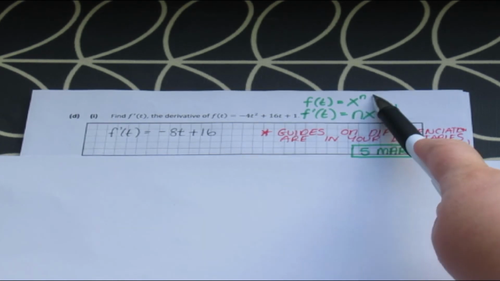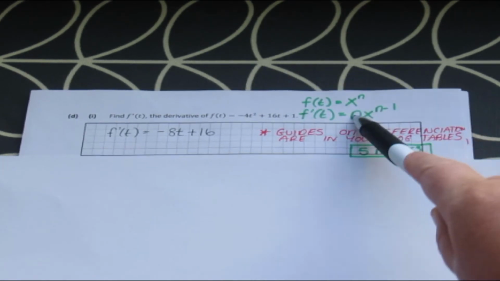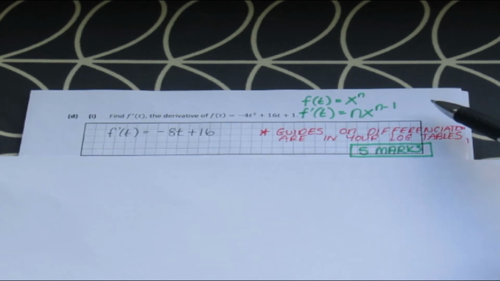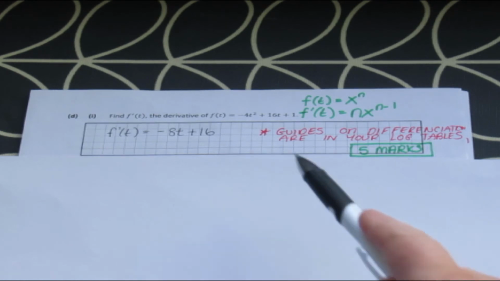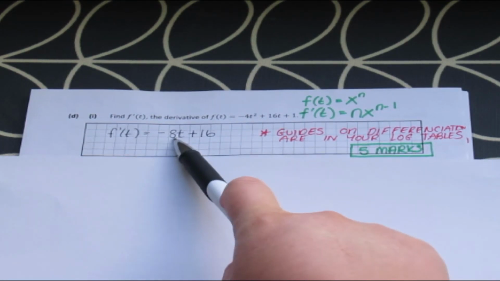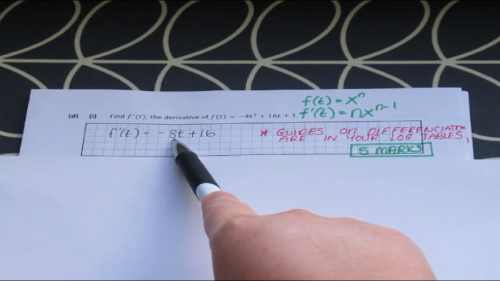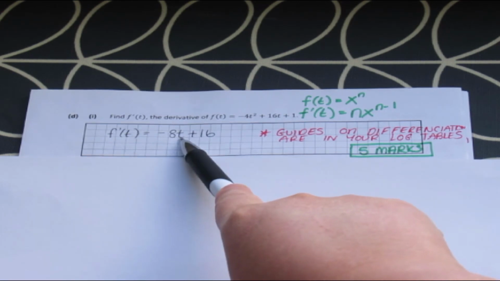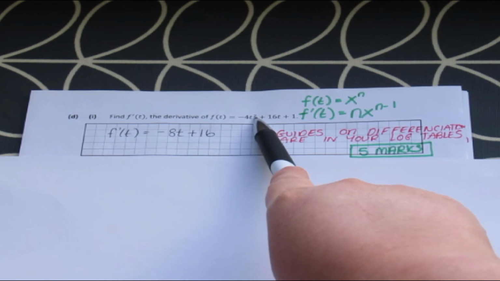What you're doing is you're taking the power on the x, you're bringing it down and multiplying it at the front, and then you reduce your power by 1. So if we look at minus 4t squared, I am going to bring down my power, which is 2. So minus 4 multiplied by 2 is minus 8. Write down my variable, which is t, but I'm going to reduce the power by 1. So 2 minus 1 gives me 1.